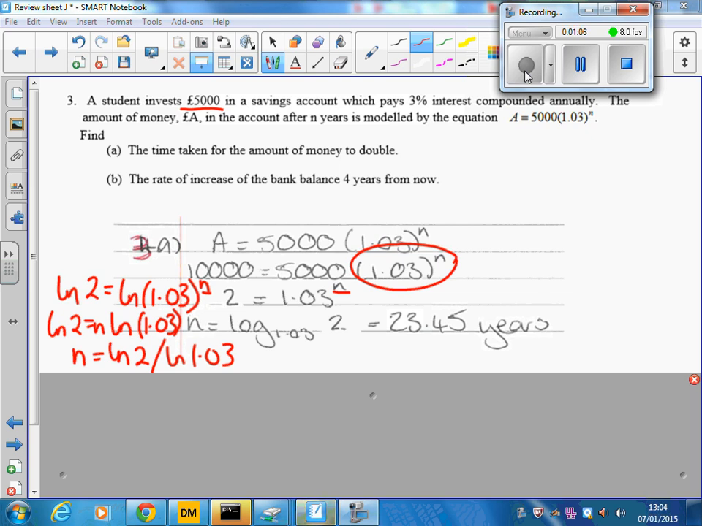If you chose to do log both sides but take logs to the base 1.03, that gives you the same. It's 23.5 years to 3 significant figures there.